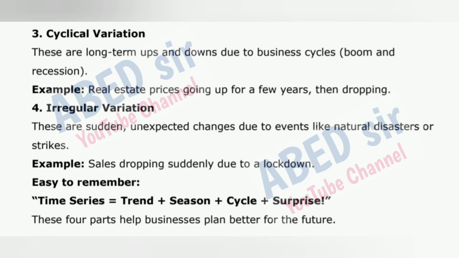3. Cyclical variation. These are long-term ups and downs due to business cycles, boom and recession. Example, real estate prices going up for a few years, then dropping. 4. Irregular variation. These are sudden, unexpected changes due to events like natural disasters or strikes. Example, sales dropping suddenly due to a lockdown. Easy to remember: time series is equal to trend plus season plus cycle plus surprise. These 4 parts help businesses plan better for the future.